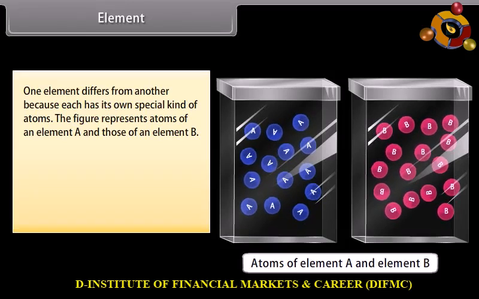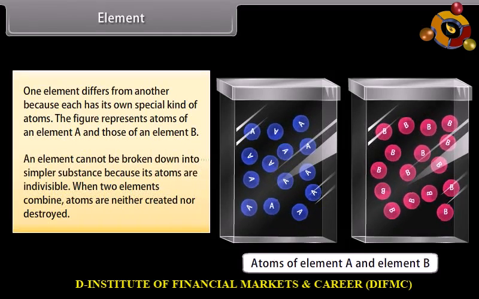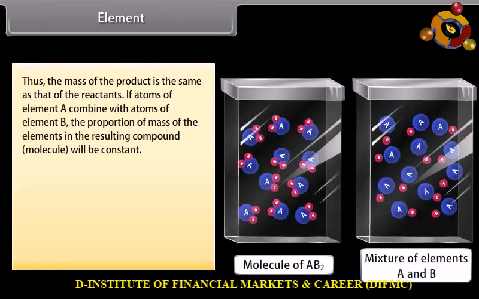The figure represents atoms of an element A and those of an element B. An element cannot be broken down into simpler substance because its atoms are indivisible. When two elements combine, atoms are neither created nor destroyed. Thus, the mass of the product is the same as that of the reactants. If atoms of element A combine with atoms of element B, the proportion of mass of the elements in the resulting compound molecule will be constant.